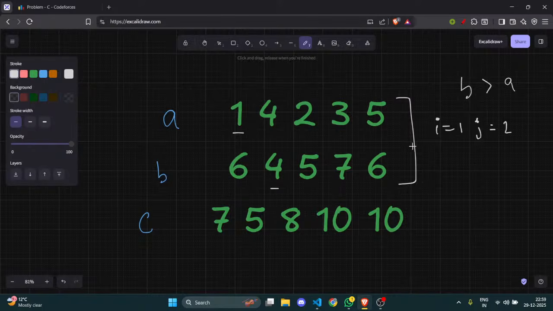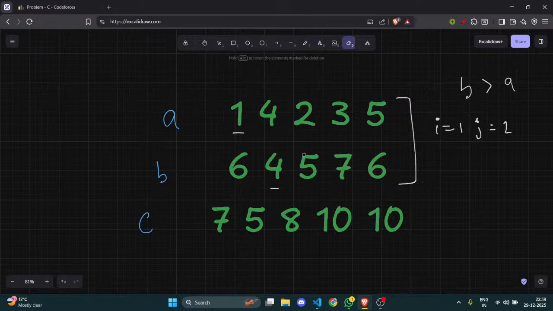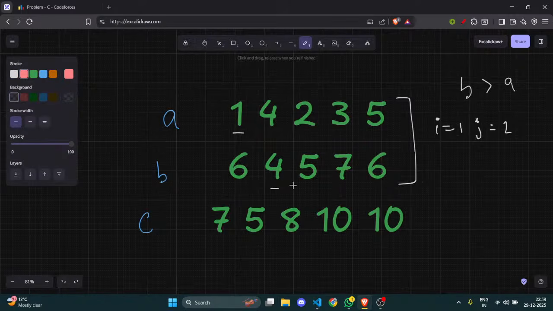Okay, let's try to figure out another possible choice. So let's mark it now, pink by pink. So is this a valid choice? 1 and 5, yes. 4 and 7, yes. 2 and 6, yes. 6 greater than 3, yes. 5 greater than 4, no. This is not a valid choice, because all of them were holding, but this thing, 5 greater than 4, was not holding, so this was wrong.